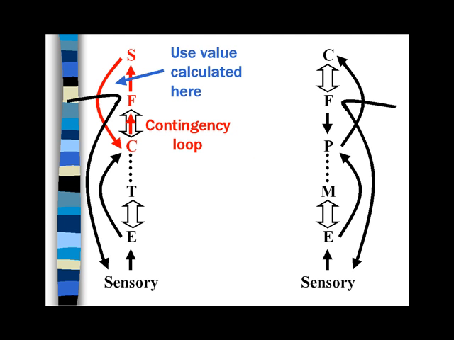Use value is determined by the current context, which in our case is the making of bread, and is therefore calculated within the contingency loop.